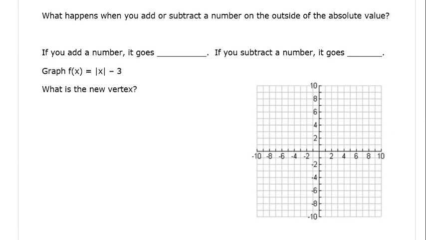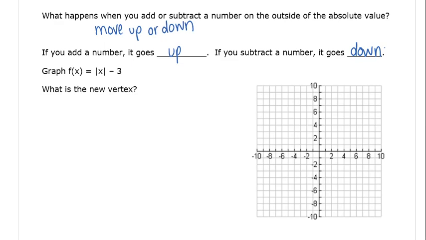Let's look at what happens when you add or subtract a number on the outside of the absolute value. Well, that's going to take your absolute value function graph and move it up or down. If you add a number, it goes up. If you subtract a number, it goes down. And that should hopefully make sense to us. When we were dealing with y-intercepts on a linear equation, if we had a positive number, it shifted it up. If we had a negative intercept, it shifted it down.